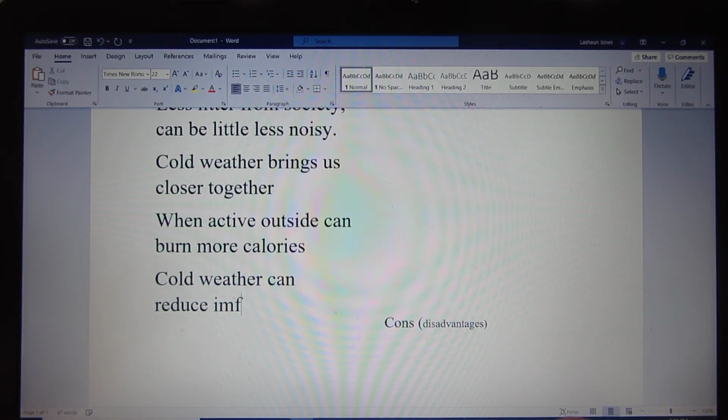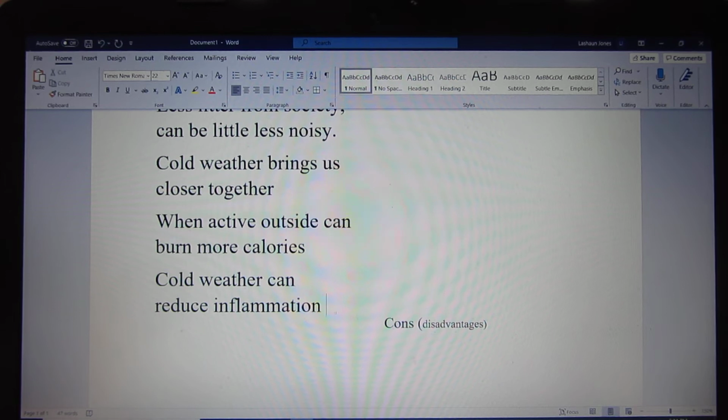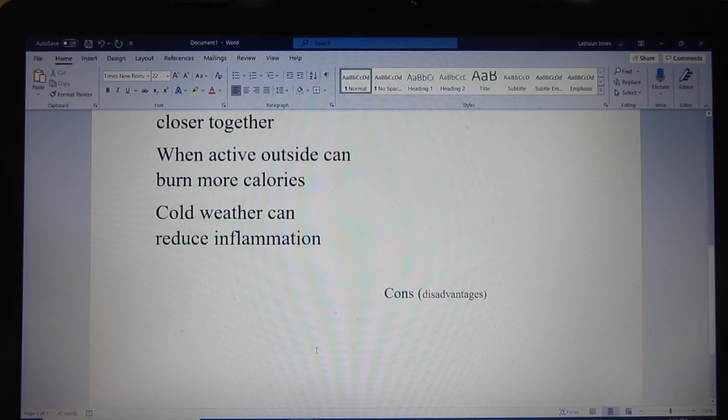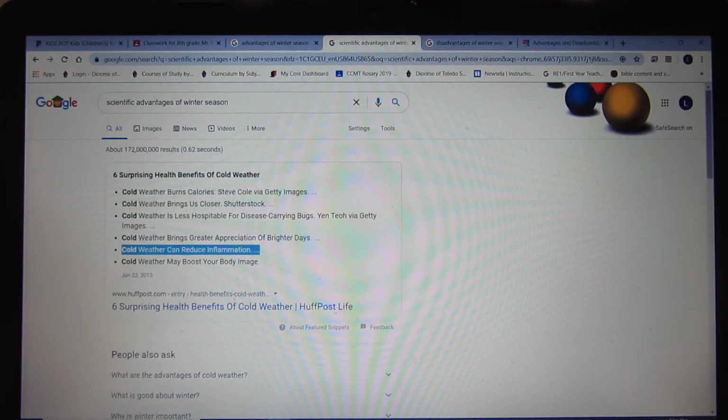Inflammation. Oh, I spelled that wrong. So cold weather can reduce inflammation. We know when something swells, the first thing you do is put an ice pack on it. So yes, during winter seasons, if something happens and you're outside, it probably won't swell as fast.